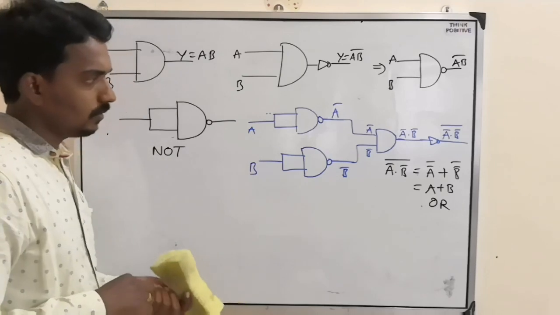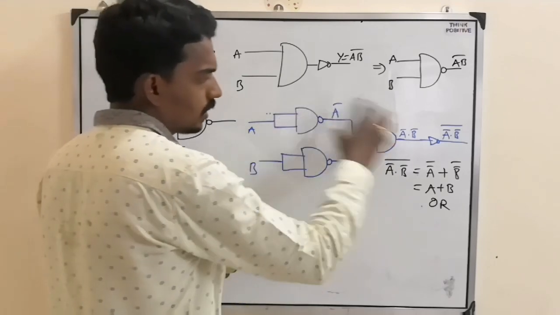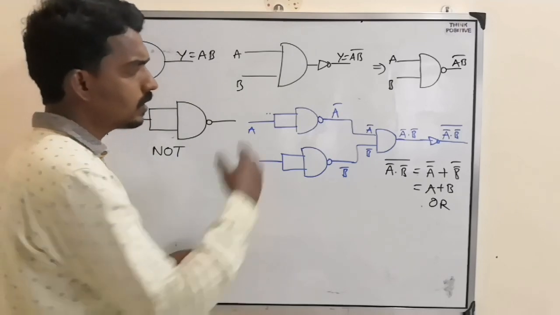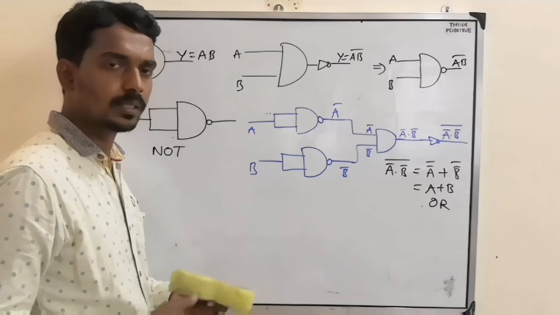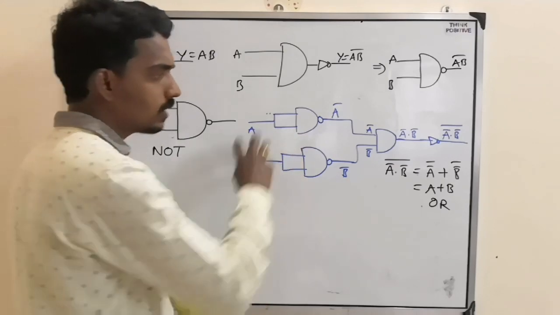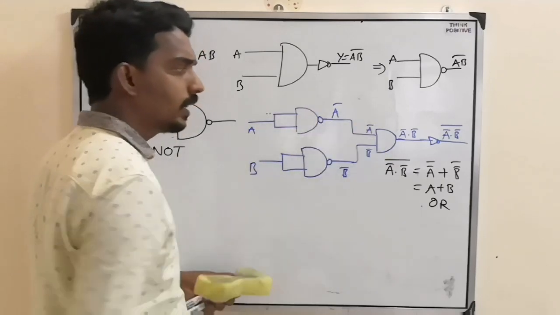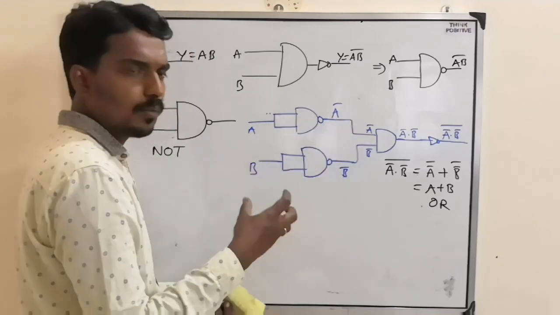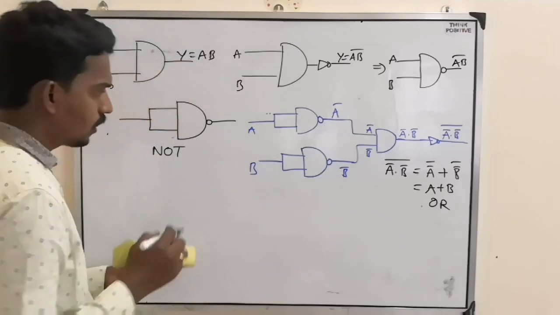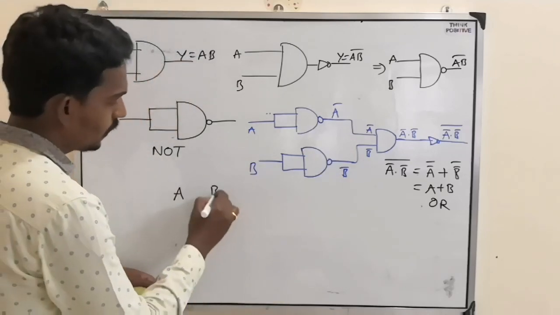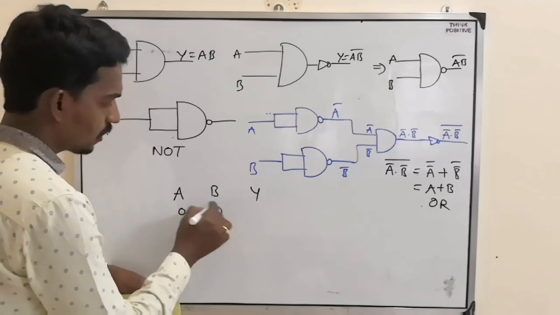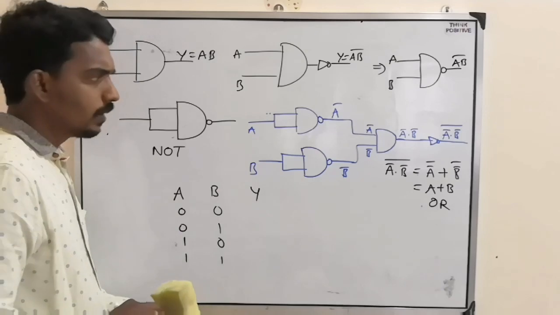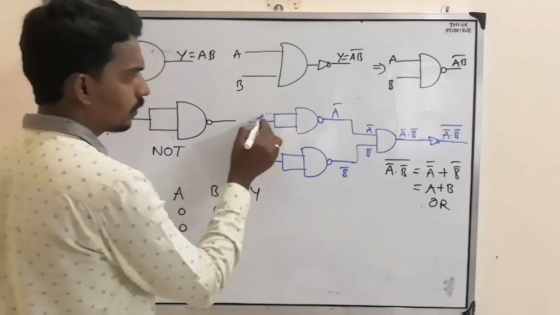Now suppose you take this construction only. I told you that questions come based on construction or finding the truth table for such a combination. So when you want to find the truth table, what you will do is take A, B and output. So the options are 0, 0, 0, 1, 1, 0, 1, 1. Then what you have to do is check one by one.